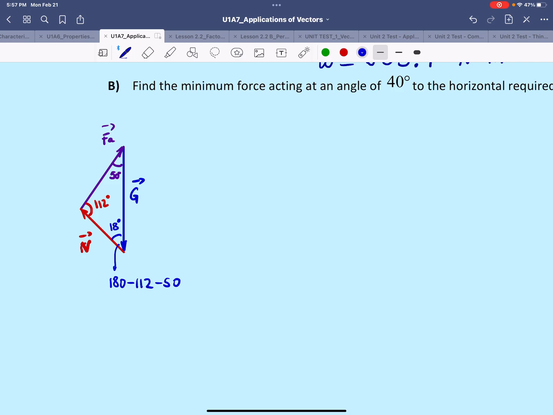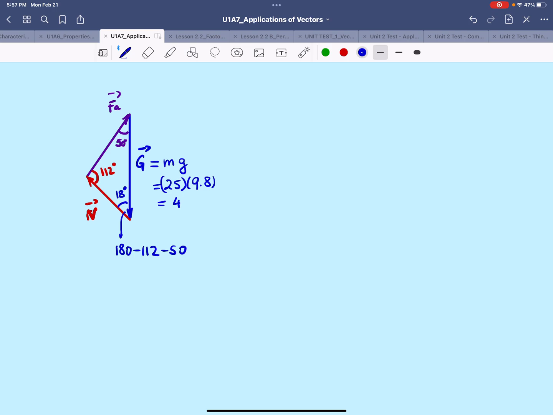So once you have the equilibrium triangle, you just use the sine law to find the unknowns. Remember that gravity will be mass times g, and that would be 25 times 9.8. We already found that for the first part of the question, which was 245 newtons. So in this case, what we're looking for is the force FA, and we're going to start off by writing the sine law, which is force FA in magnitude, obviously, divided by the sine of the angle opposite to FA, which is an 18-degree angle, sine 18, equals gravity, which is 245, divided by the sine of 112 degrees.